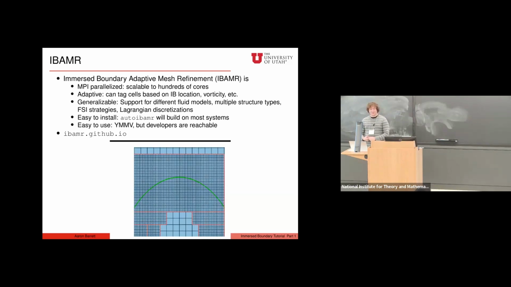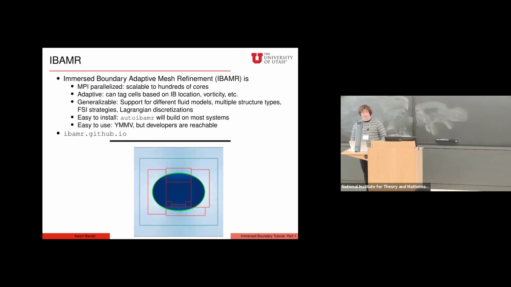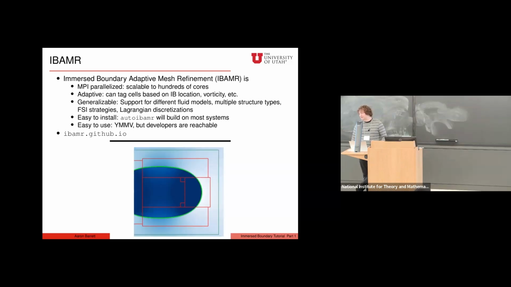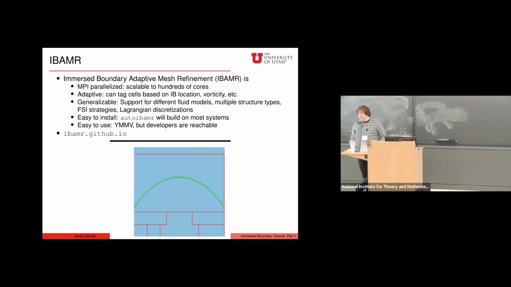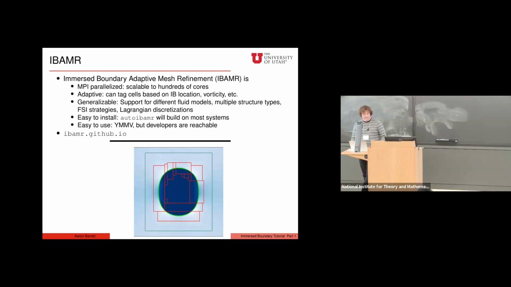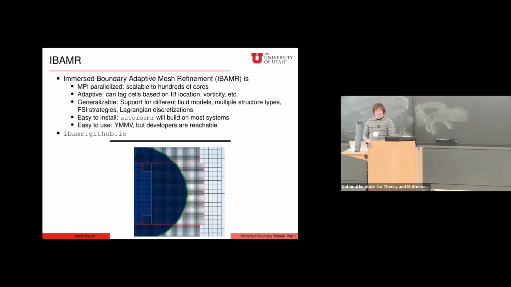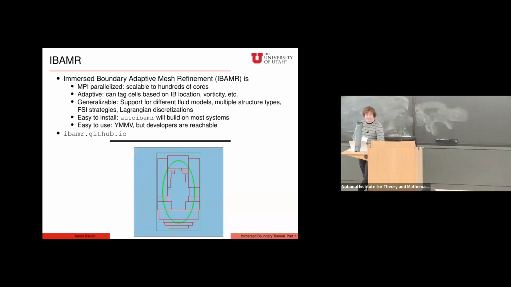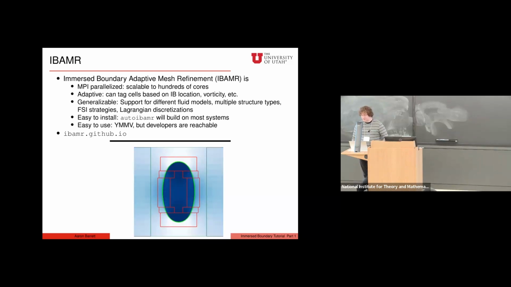It is adaptive, so you can adaptively refine the mesh to tag cells based on where the immersed boundary location is, based on vorticity, based on where you think you need increased levels of accuracy. And it can use a coarse mesh away from those areas to make it efficient. It's generalizable. We have support for several different fluid models. We have support for multiple structure types, finite element meshes, point clouds, different elasticity models, different structural models.